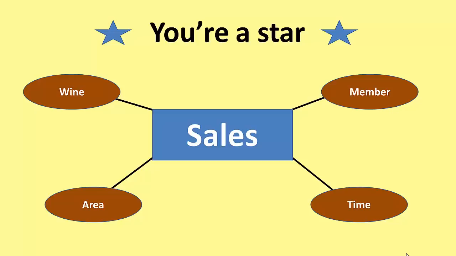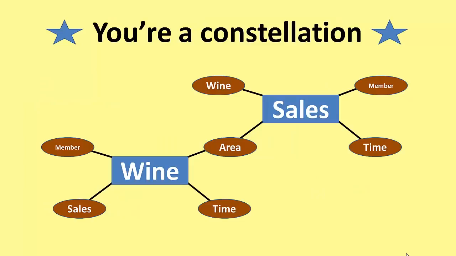And then finally, we could look at it as if it was a constellation. We have the sales, and then we can link the different dimensions together with other facts. So, for example, the wine, the member, or the area. And then we've got a proper data warehouse. We can make the constellation as complicated as we want.